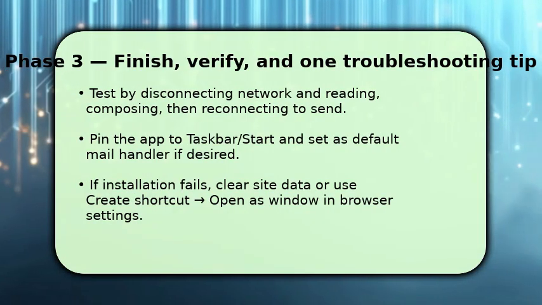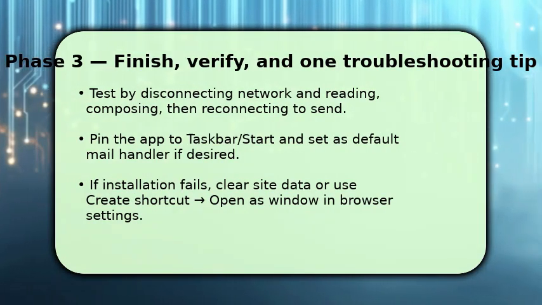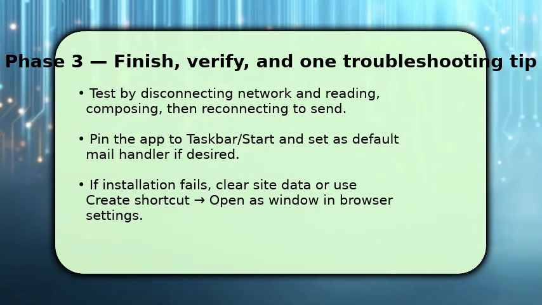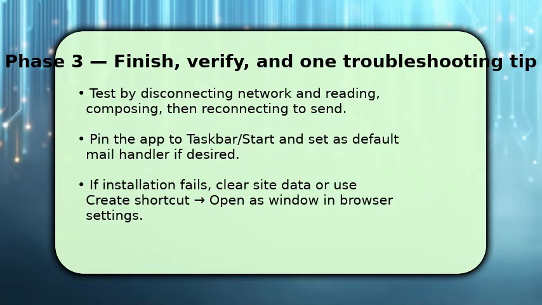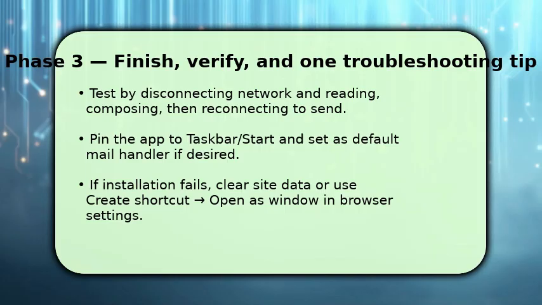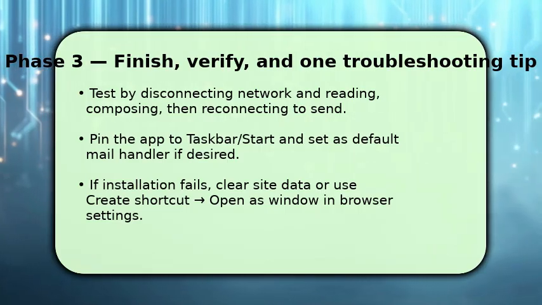To finish, test the setup. Disconnect your network, open the desktop Gmail app, read and compose a message, then reconnect to confirm it sends. Pin the app to your taskbar or Start for instant access, and set it as your default mail handler if you want mailto links to open here.